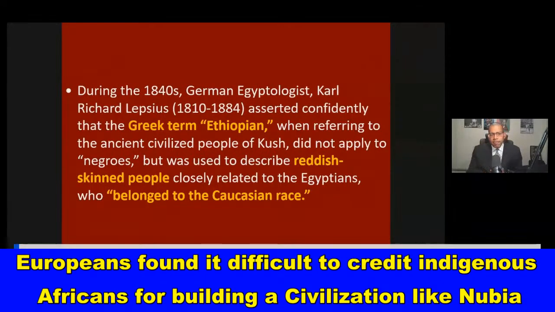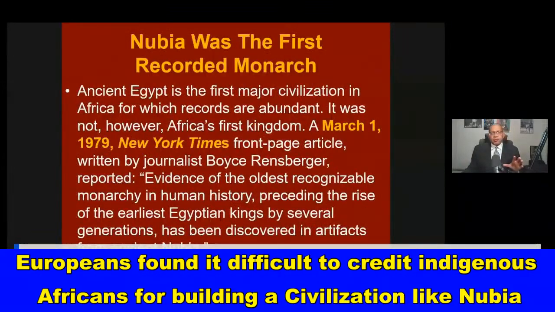It went viral. Now, during the 1840s, German Egyptologist Carl Richard Lepsius asserted confidently that the Greek term Ethiopian, when referring to ancient civilized people of Kush, did not apply to Negroes, but was used to describe the reddish-skinned people closely related to the Egyptians who belonged to the Caucasian race. They do whatever they can to discredit it. They don't want to admit these are Black Africans.